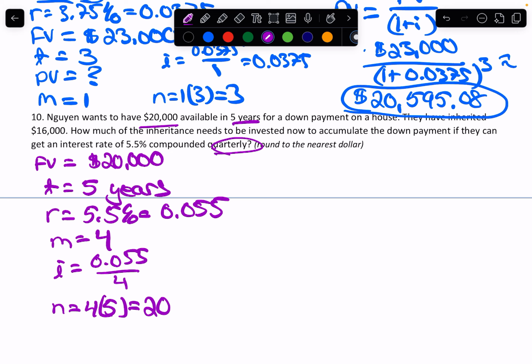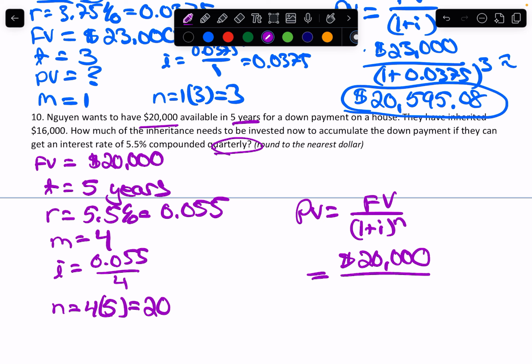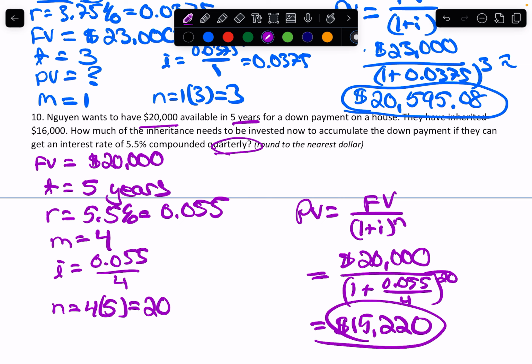Okay, so let's look at the present value equals the future value divided by 1 plus I to the power of N. So $20,000 over 1 plus 0.055 divided by 4 to the power of 20. And this equals $15,220. So that's how much money they need to invest.